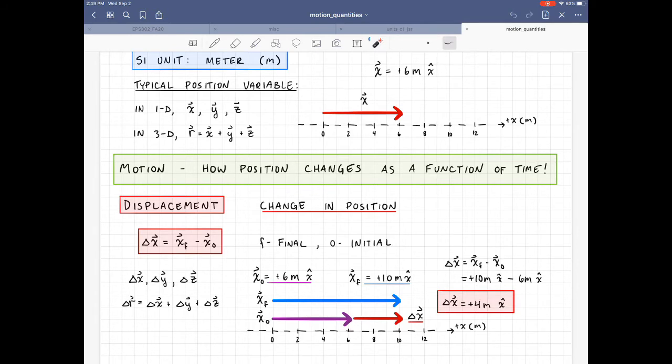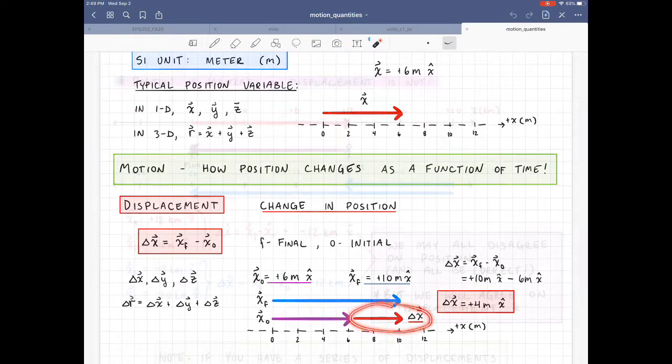It means my position has changed by a total of 4 meters, and the plus sign, or the plus x-hat, means that the final position is 4 meters to the right of where I started, and you can see I've drawn in the displacement vector on this figure. This is your delta x vector.